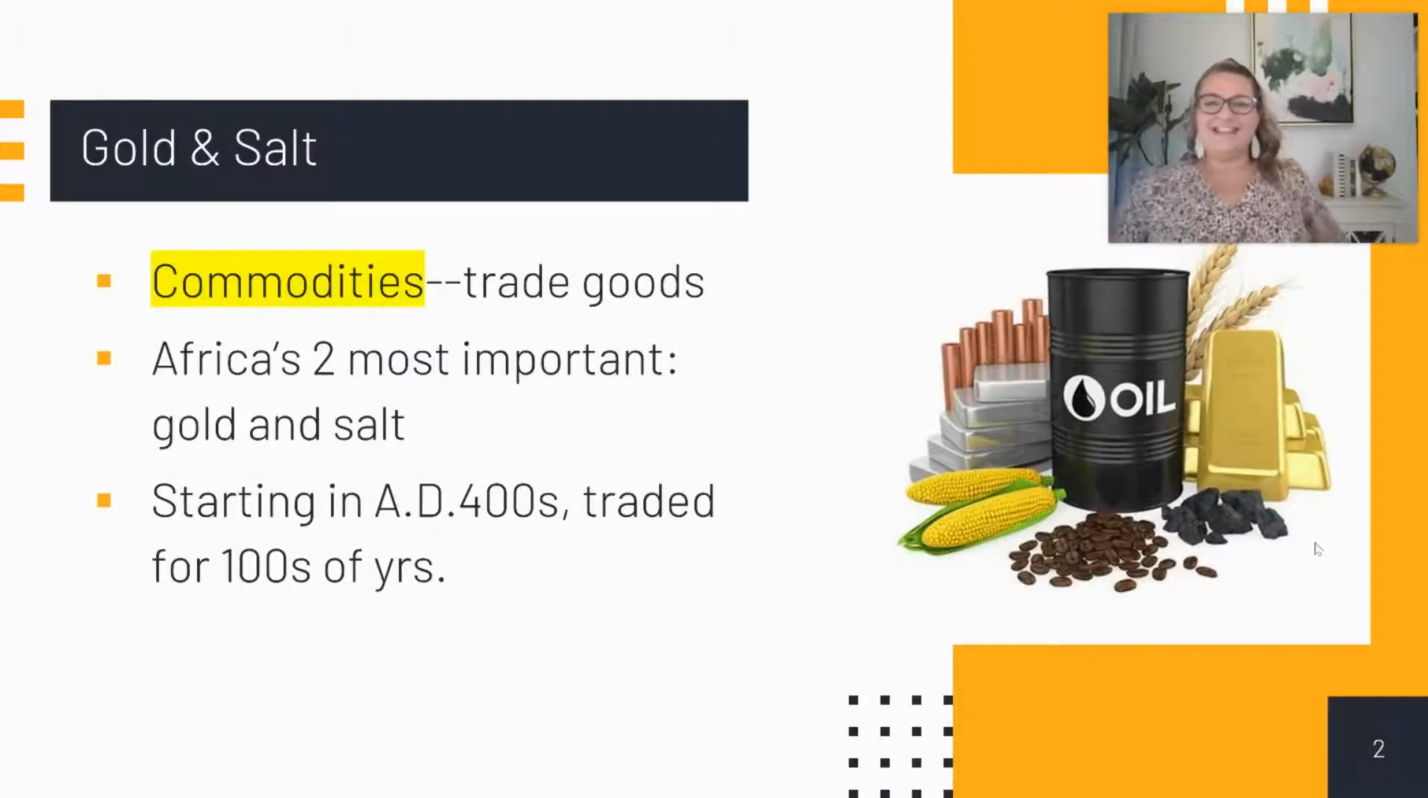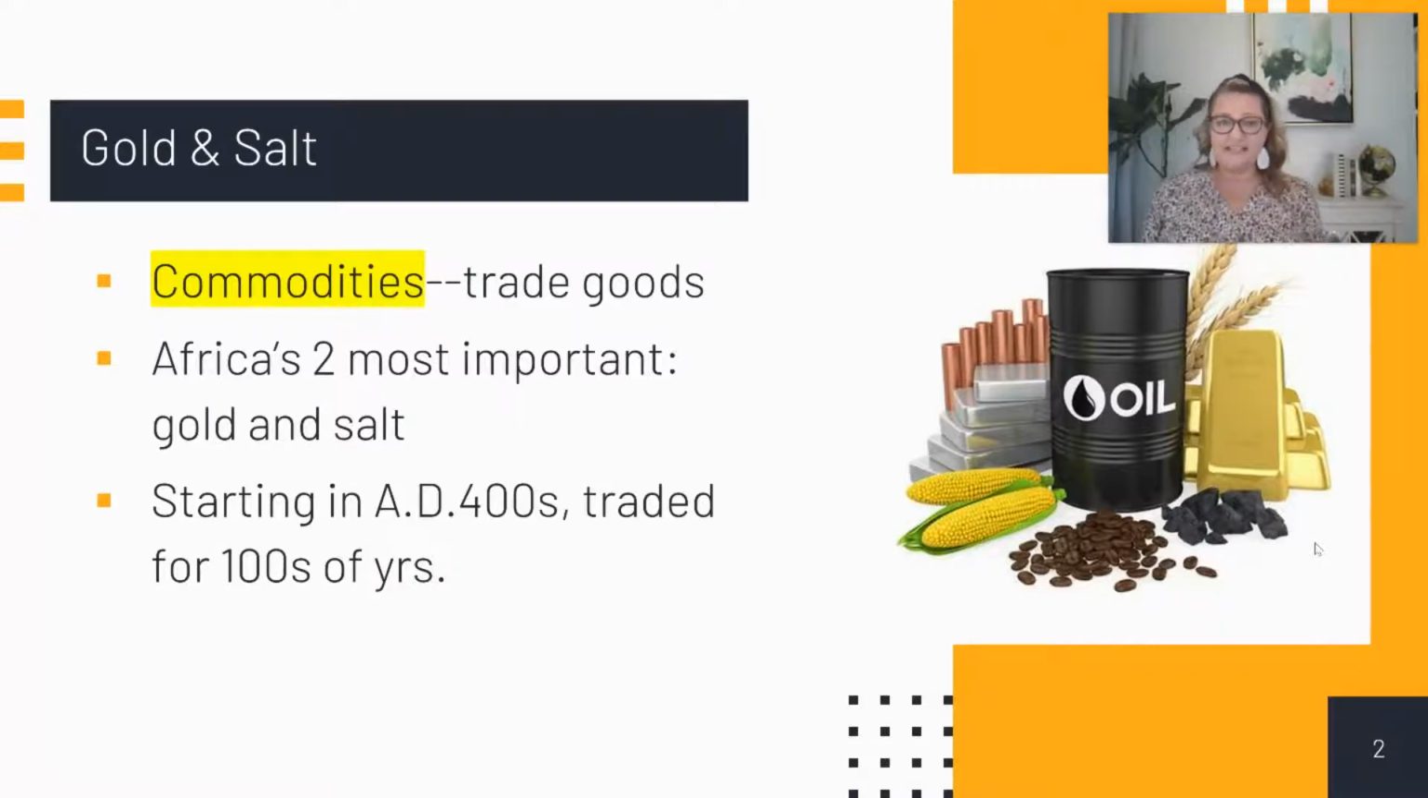All right, so let's get into it. Last lesson, we were talking about Trans-Saharan trade, and I promised you that we would take a closer look into some of the resources that were traded. Those two main resources are gold and salt, and we call these commodities. Commodities is just a fancy word for trade goods.